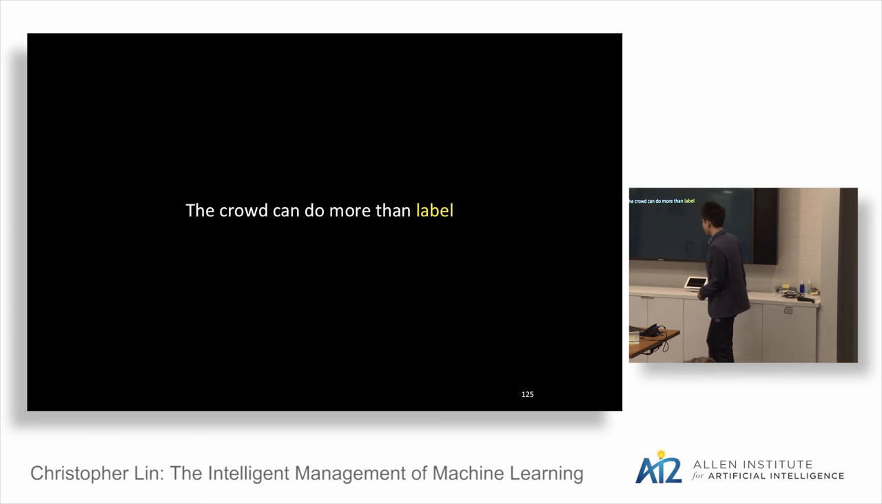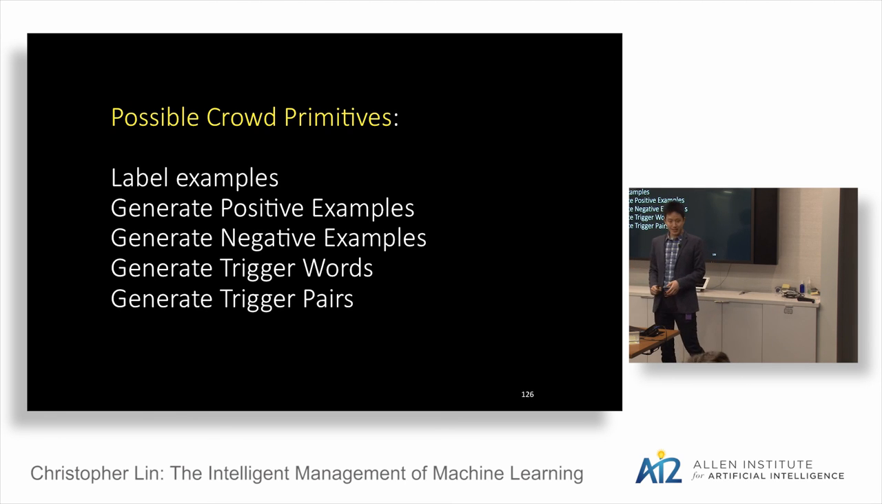Well, if you notice that the crowd can do more than label, then you can expand your list of crowd primitives from just labeling to a lot of other things, right? So you can expand that list from labeling examples to asking the crowd to generate positive examples, to generate negative examples, to generating trigger words, to generating trigger pairs. And now we have a much more interesting decision problem here, right? So now the decision problem is, which of these actions do we take at any given time to train the best classifier starting from nothing?